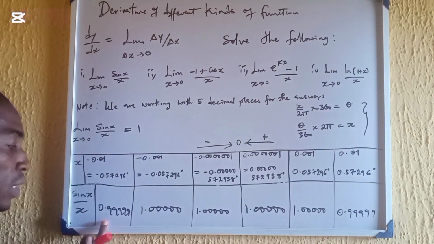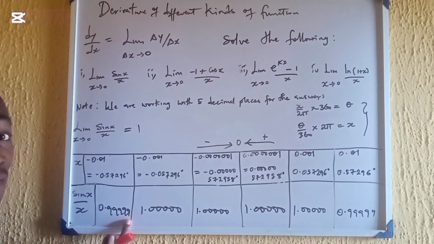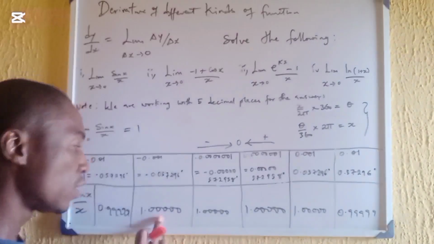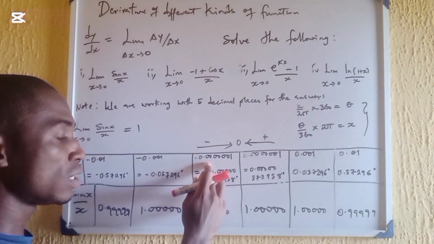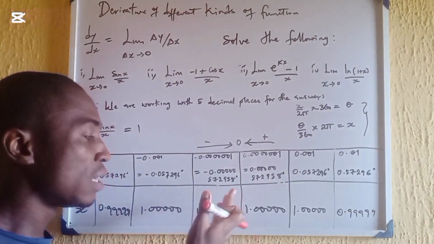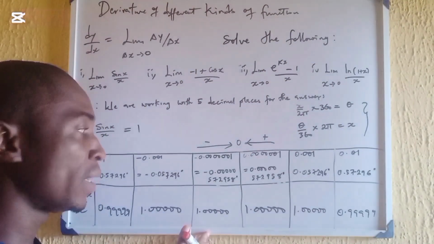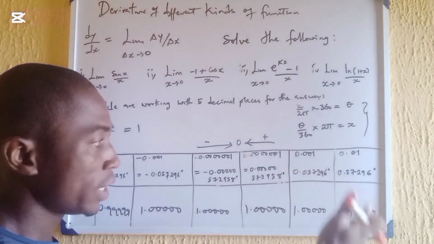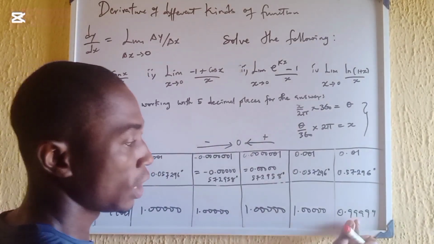You'll be getting 0.99999. Then do the same for this guy. You have 1.00000. Do the same for this guy. You have 1.00000. I'm working with 5 decimal places for my answer. Then do the same for the right hand side. You get this, you get this, and you get this.